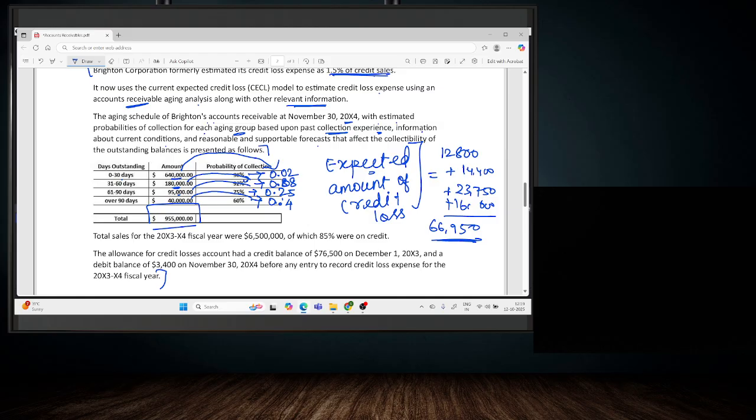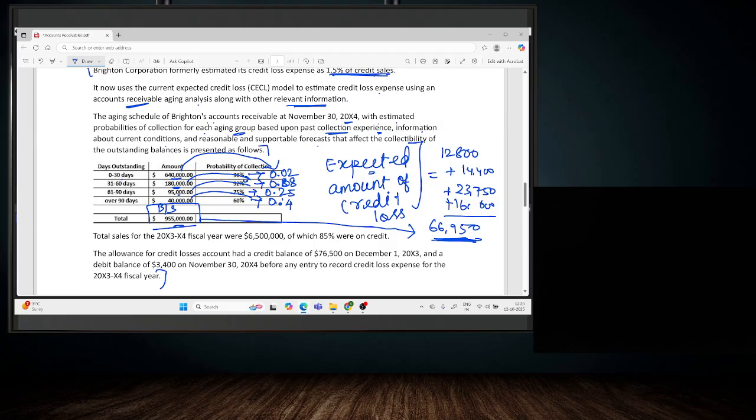But is this 66,950 your credit loss expense? No, this is not your credit loss expense. This is the closing balance of the provision for doubtful debts. Why? Because accounts receivable is a balance sheet figure. Right? So this figure which we calculated from the accounts receivable should be the closing balance of the provision for doubtful debts. Right?